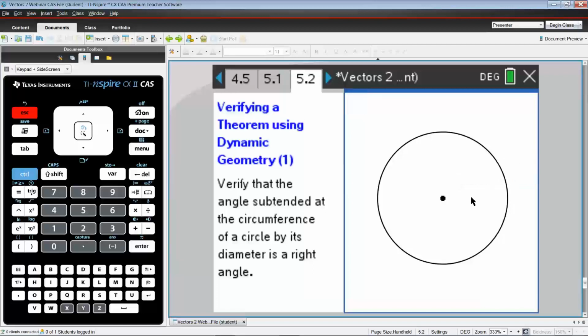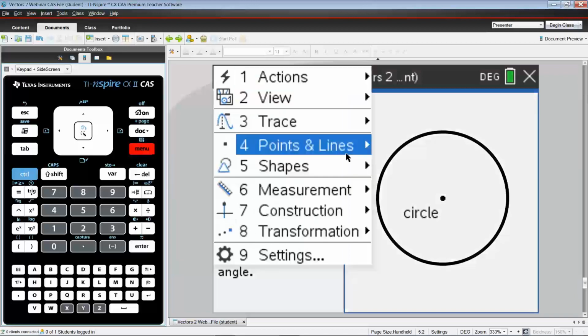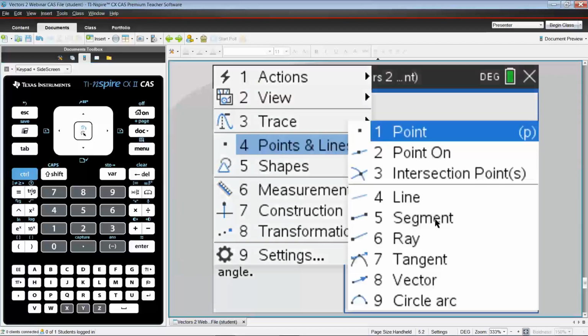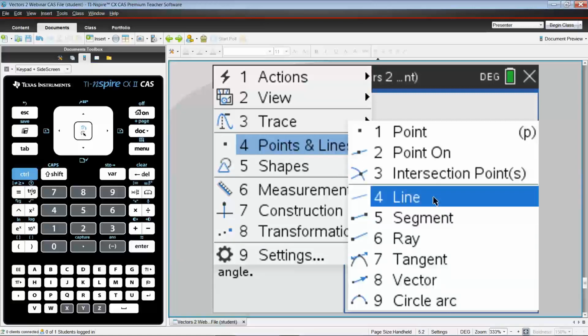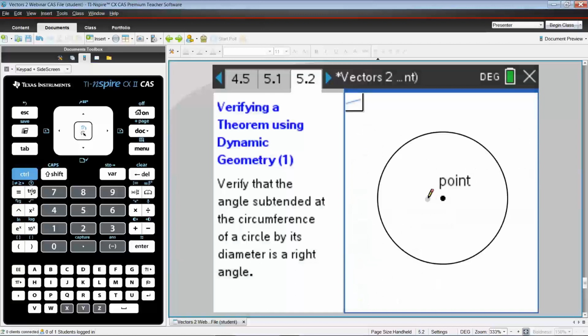So now I want to get a diameter. To get a diameter of a circle, I'm simply going to go Menu, Points and Lines, and I could get a segment, but a segment will give me a radius rather than a diameter. So what I can do is I'll choose Line. So the way to do a line is I can choose the center of the circle and then simply pick any point on the circumference. I'm going to pick one about there and then press Escape.